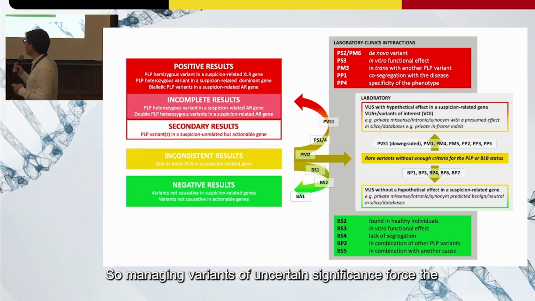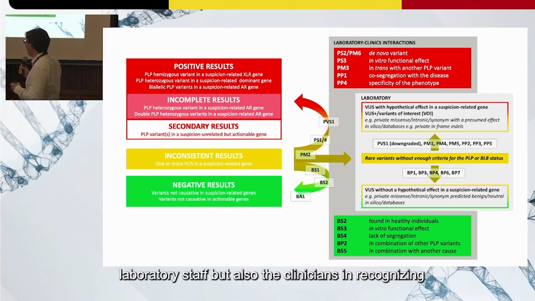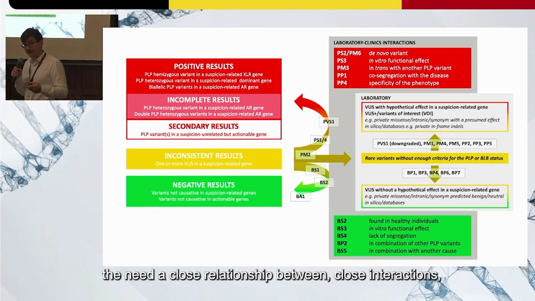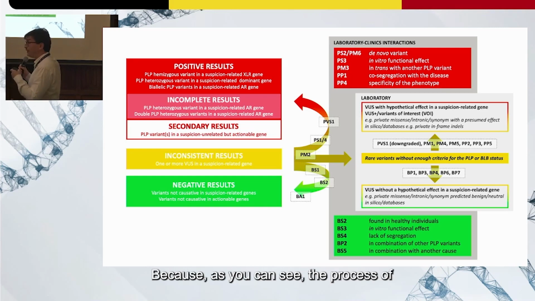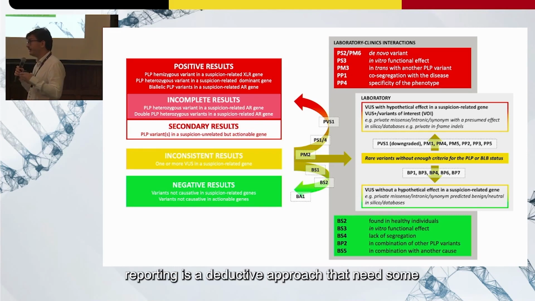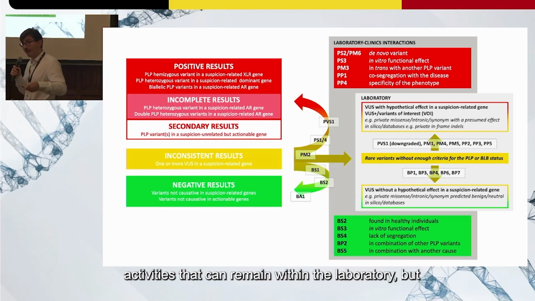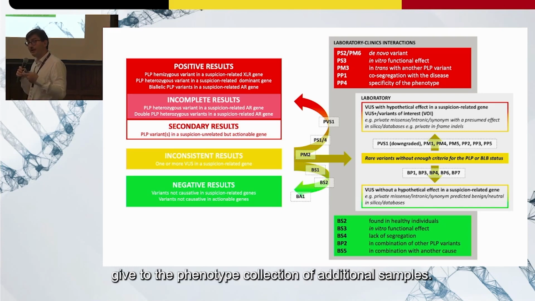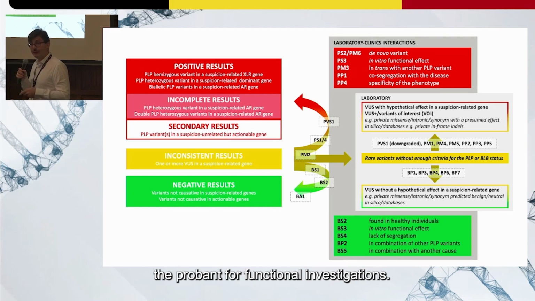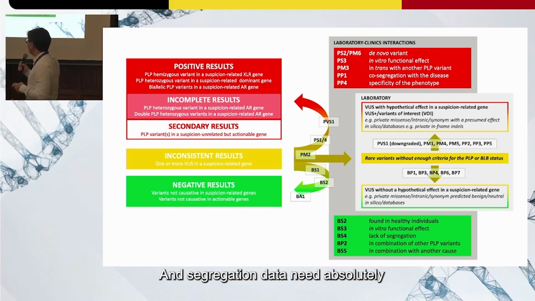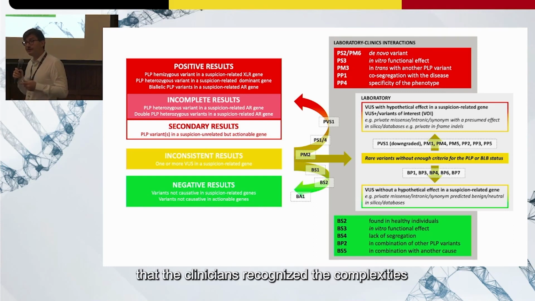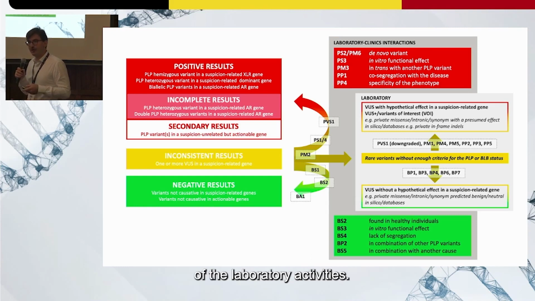So managing variants of uncertain significance forces the laboratory staff, but also the clinicians, to recognize the need of close interactions between the lab and the clinicians. Because as you can see, the process of reporting is a deductive approach that needs some activities that can remain within the laboratory, but others, such as the weight that we can give to the phenotype, collection of additional samples from the family or from the proband for functional investigations, and segregation data, absolutely need the clinicians to recognize the complexities of the laboratory activities.